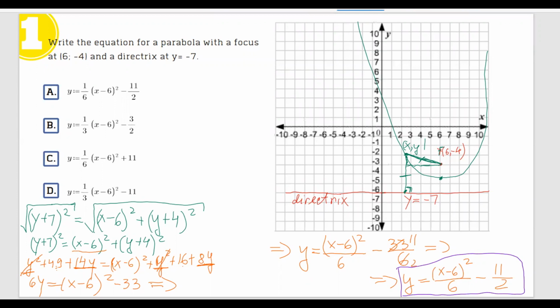And looking at the answers here, 1 over 6 times (x minus 6) squared, A seems the right answer. Everything else doesn't match. This one is plus, so it's not the correct one. Okay, so A is our correct answer.